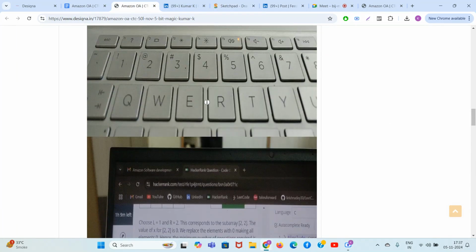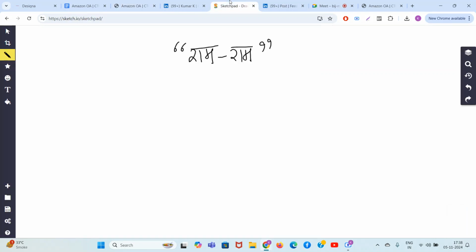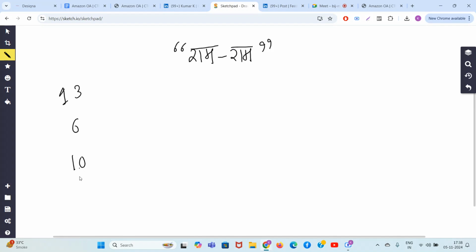So let's take this example. 13, 6, 10, 7. Okay, so guys, let's say 13 is given, 6 is given, 10 and 7. So how does 13 look like? Convert it to binary, and guys, only a maximum of 20 bits will be required to represent it in binary, not more than that.